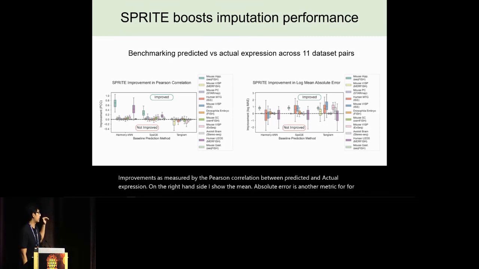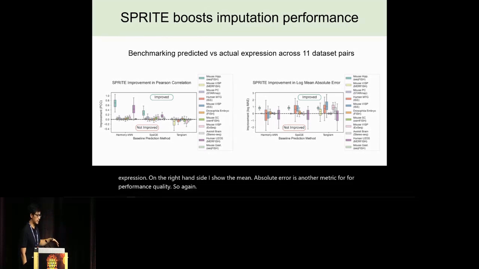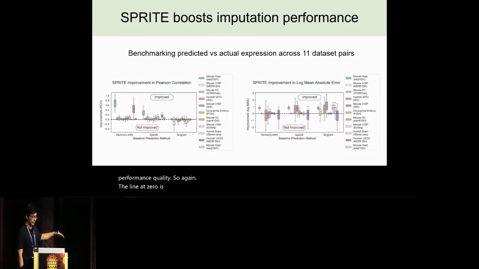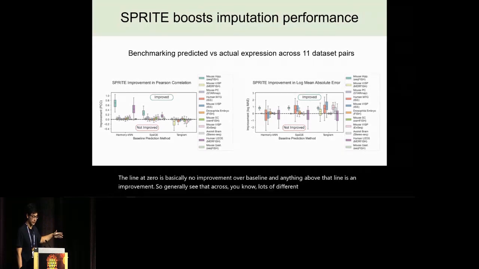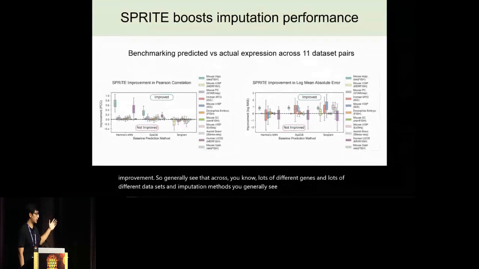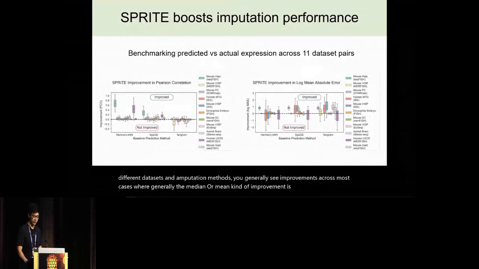Again, the dotted line at 0 is basically no improvement over baseline, and anything above that line is an improvement. So generally, across lots of different genes, data sets, and imputation methods, you see improvements in most cases, where the median or mean improvement over baseline is positive for SPRITE.